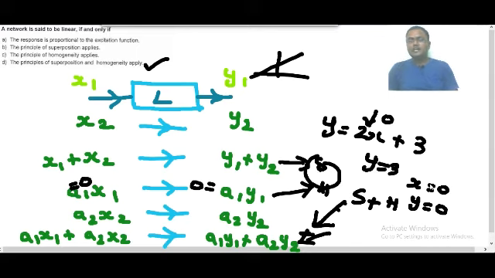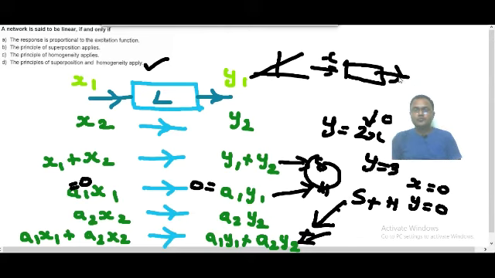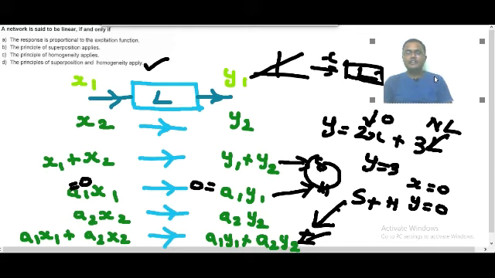But if it is not the case, if input is 0 and output is not equal to 0, then we can blindly say this system is a non-linear system. Any system which has input equal to 0 must have output equal to 0; only then is the system called a linear system. If not, we can blindly say it is non-linear. So the option is: the principles of superposition and homogeneity apply, then only the system is said to be a linear system.